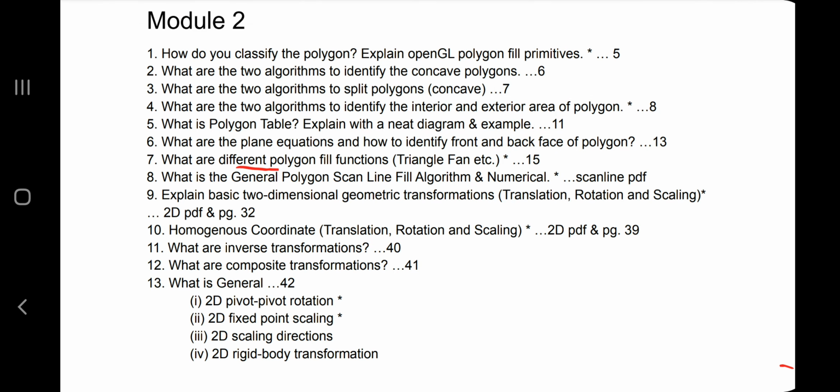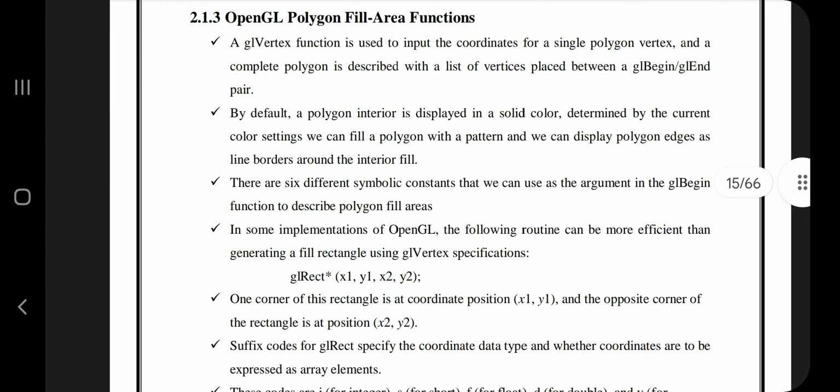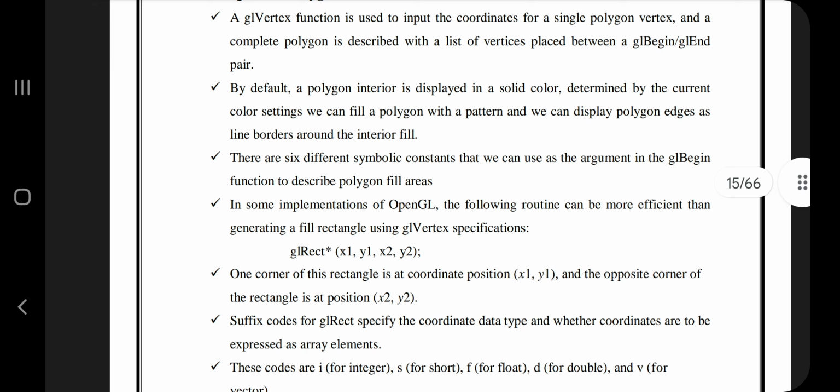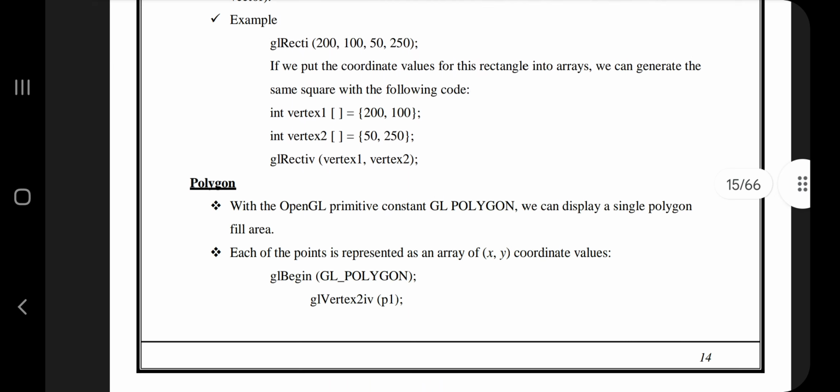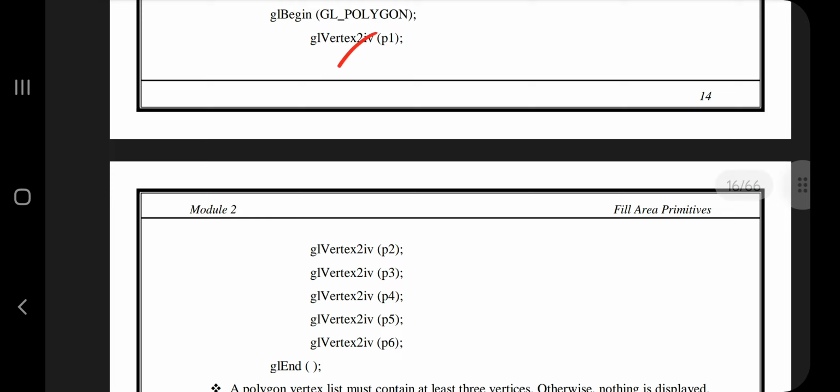The next important question is a super important question, which is what are the different polygon fill functions. It's presented on page number 15, so let's go to that. Here you have the different polygon fill area functions. So what are the different kinds of polygon that are possible? Let's have a look. The first is just the polygon you will write with n number of sides. So whatever number of sides you mention, the polygon will be made that way.